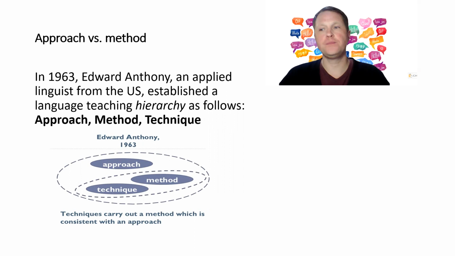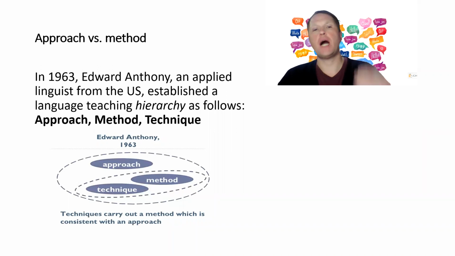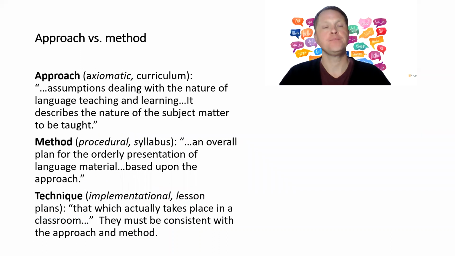So in an effort to provide some structure to English language teaching, in 1963, Edward Anthony established a language teaching hierarchy as follows: approach, method, and technique. Specifically, according to him, an approach was axiomatic, and a method procedural, and a technique implementational.